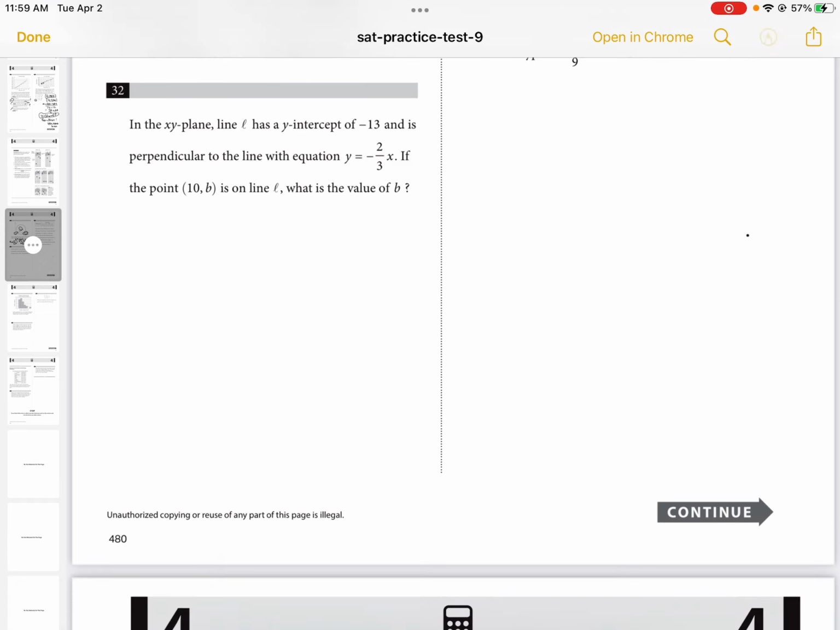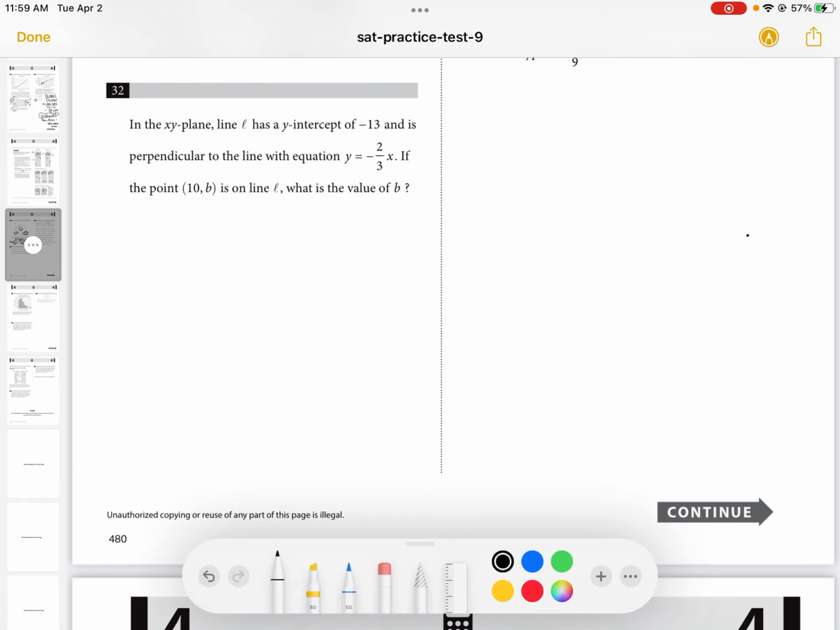Number 32. In the xy plane, line L has a y-intercept of negative 13 and is perpendicular to the line with the equation y equals negative 2/3 x. If the point (10, b) is on the line, what's the value of b? Okay, so let's write an equation for line L. Line L will be of the form mx minus 13. We know that the y-intercept is negative 13, so b will be negative 13. That's why the negative 13 is there at the end.